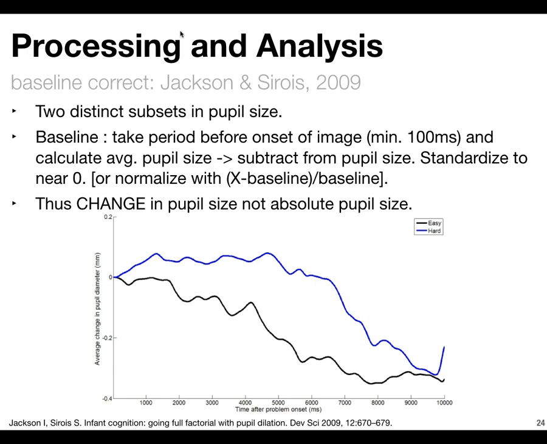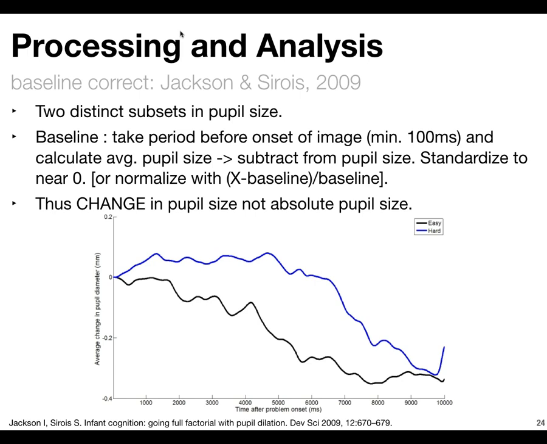The other way you can do this as well is you can actually normalize the data completely by taking each value of the pupil size, subtracting the baseline, and dividing that by the baseline. So basically everything scales between 0 and 1. And this is done for each trial. This has to be done per trial. So what you have then is a change of pupil size, not the actual absolute pupil size.